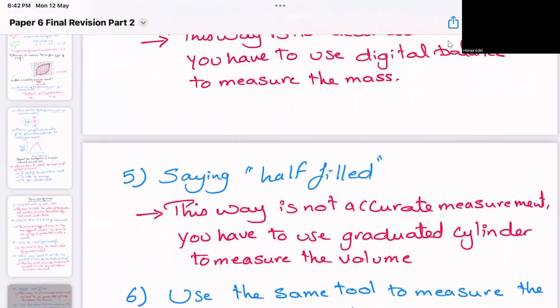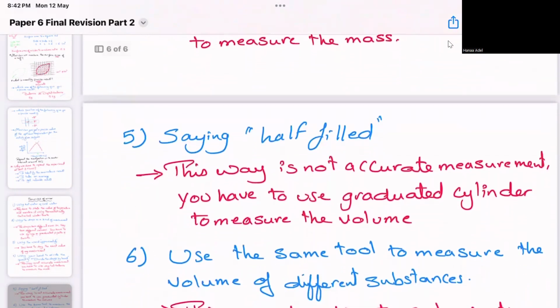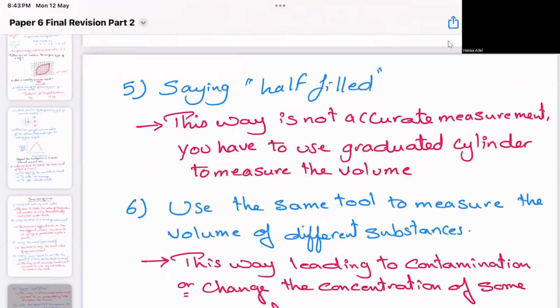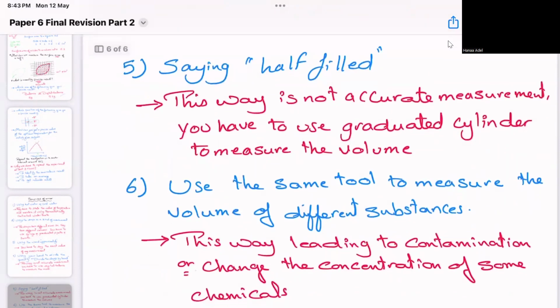In some investigations, they use the same tool to measure the volume of different substances. Is it an accurate way? No, it is not, because this leads to contamination and may change the concentration of chemicals. How can we measure the volume of amylase enzyme, and after that the volume of starch suspension, and in another experiment measure the volume of hydrochloric acid? So this is contamination and also may change the concentration of chemicals.